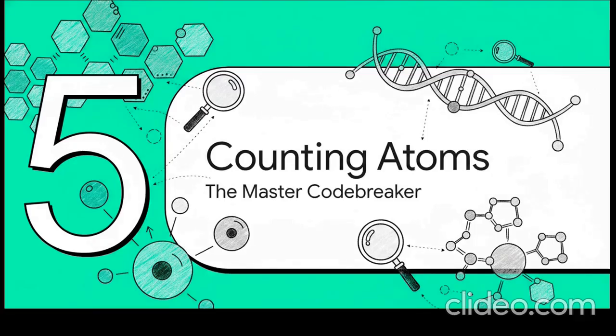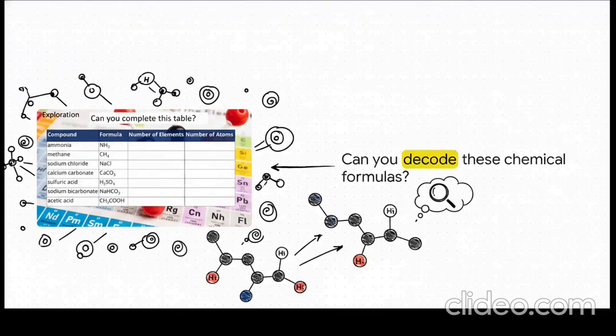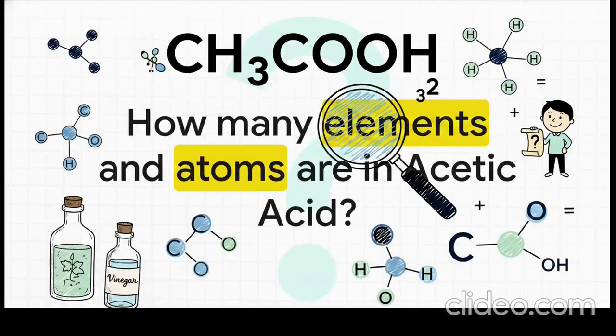And that brings us to Section 5, Counting Elements and Atoms, the master codebreaker. Okay, let's take a look at some frankly massive chemical formulas. Things like sulfuric acid and acetic acid, H2SO4 and CH3COOH. Now, these might look like absolute gibberish at first glance, but guess what? We now have the exact tools we need to systematically break them down. So let's tackle the biggest beast of them all, acetic acid. You probably know it as the main ingredient in household vinegar. The formula is CH3COOH. First question, how many unique elements are in there?